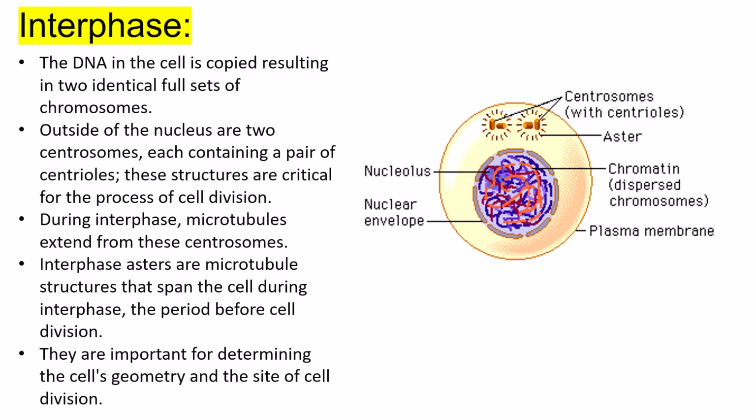As you can see, this is the nucleus, this is the nuclear envelope, and this happens to be the plasma membrane. These are chromatin, the dispersed chromosomes.